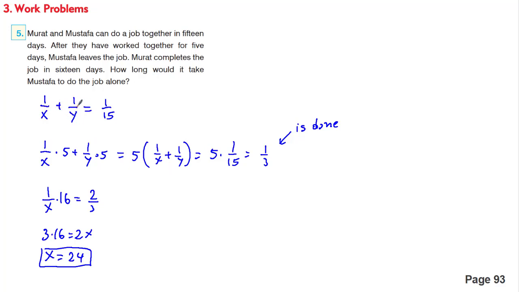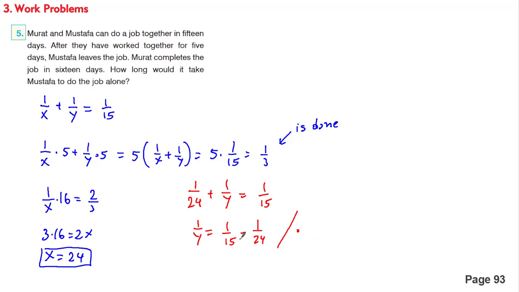Well, we can substitute in the first equation here. So what do you get? You get 1 over 24 plus 1 over y is 1 over 15. Well, 1 over y being 1 over 15 minus 1 over 24. We can multiply here by the least common multiple, which should be 120.